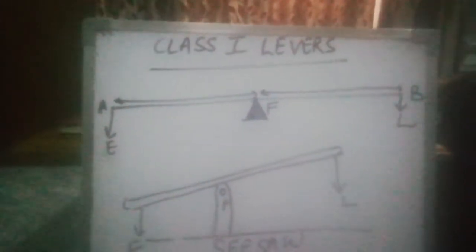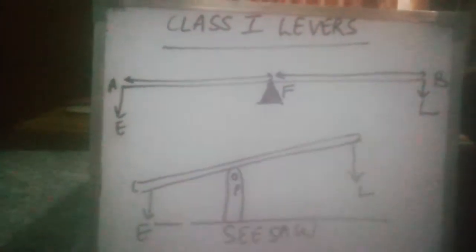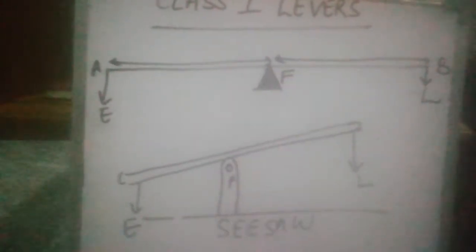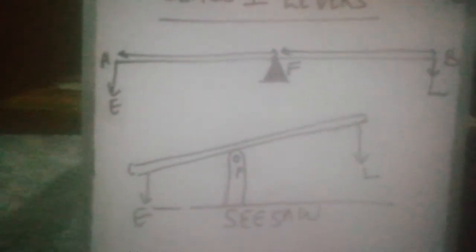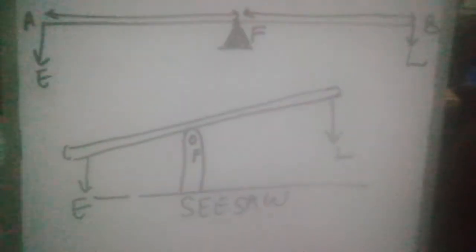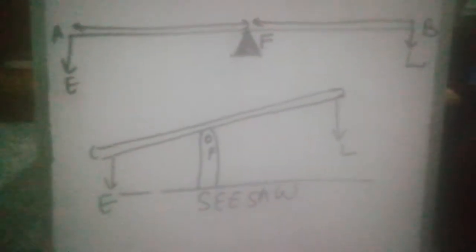Now children, see class 1 levers. What are class 1 levers? In this type of lever, the fulcrum F is in between the effort and the load. Note children that the fulcrum need not be at the midpoint between the load and the effort. The point is, the effort and the load are on either side of the fulcrum, acting in the same direction.